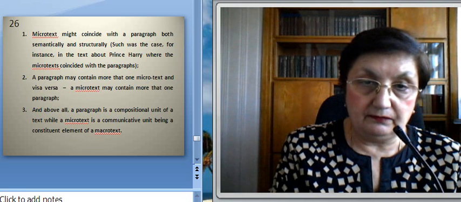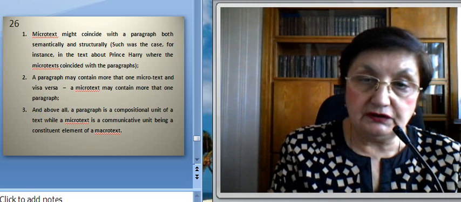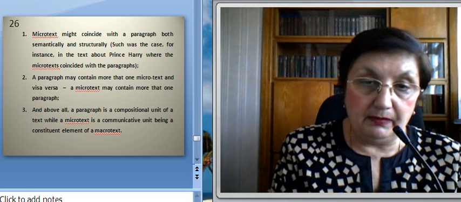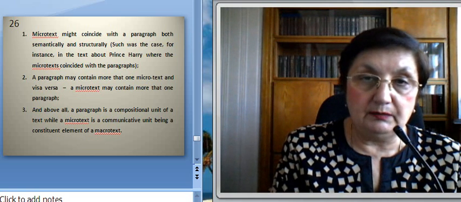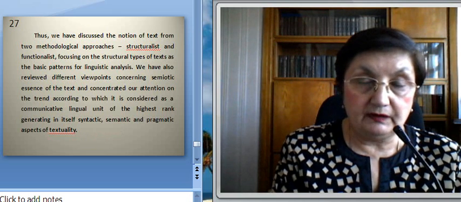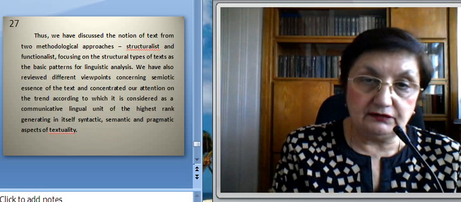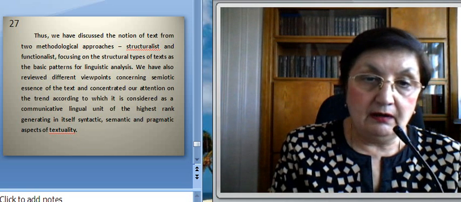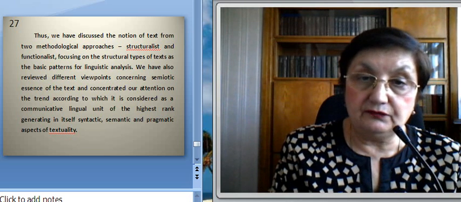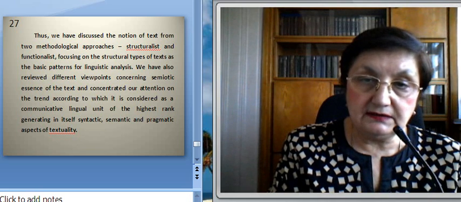Thus, we have discussed the notion of text from 2 methodological approaches, structuralist and functionalist, focusing on the structural types of text as the basic patterns for linguistic analysis. We have also reviewed different viewpoints concerning semiotic essence of the text and concentrated our attention on the trend according to which it is considered as a communicative lingual unit of the highest rank, generating in itself syntactic, semantic, and pragmatic aspects of textuality.